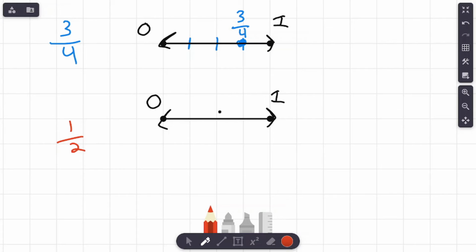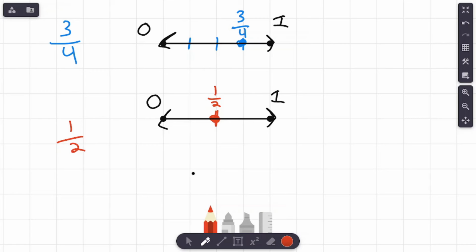Let me get 2 equal sections. There we go. Our numerator is 1, so we're going to go over 1 equal section in our number line. So here we are right here, and this is going to represent 1/2. All right, what are you noticing?